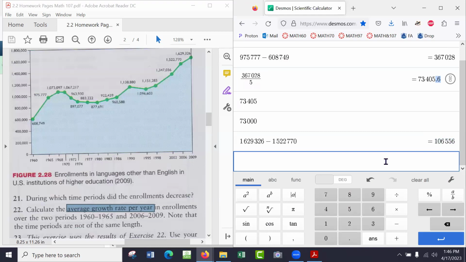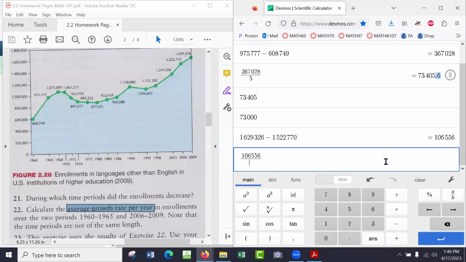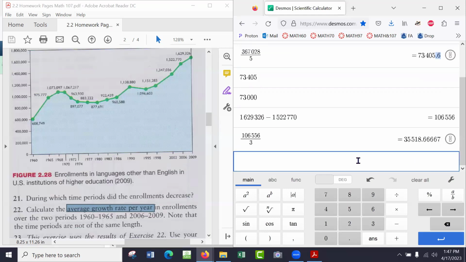Okay, I hope you've all pressed pause and tried it. I'm going to do it now. 106,556, it's just divided by 3. There's 3 years, 2006 to 2009. That's all you got to do. Divide it by 3, and the average growth rate is about 35,000. So we've gone up by an average of 35,000 each year. Again, I'm rounding, or 36,000, whatever.